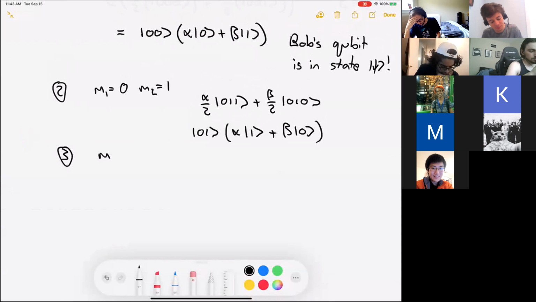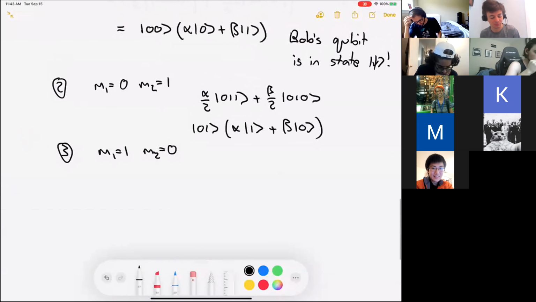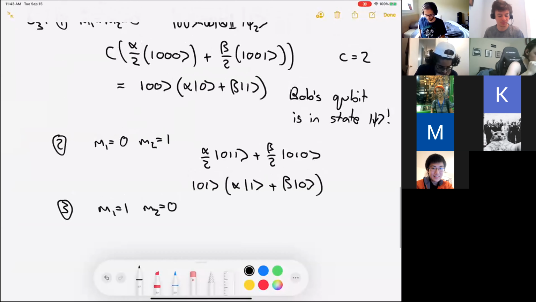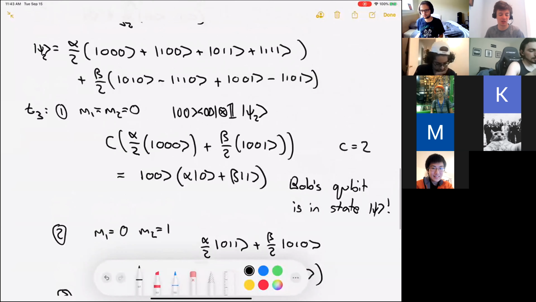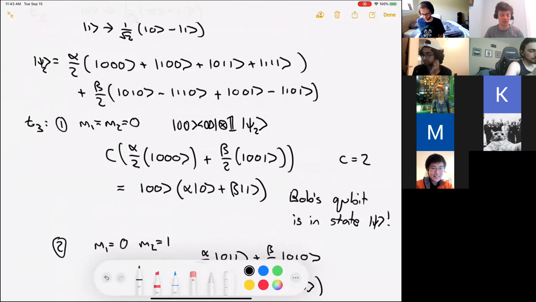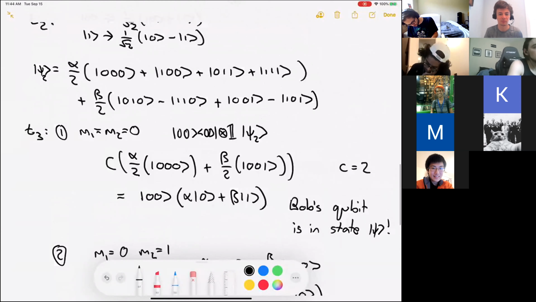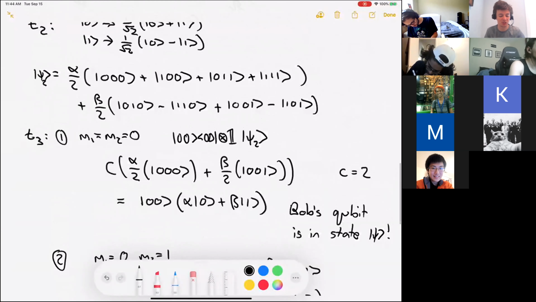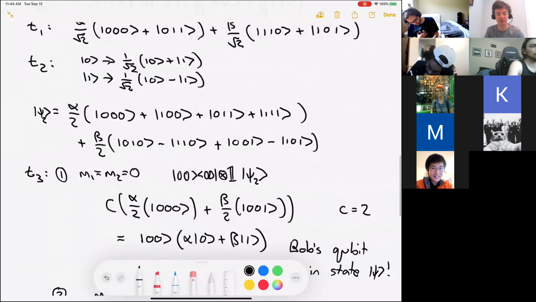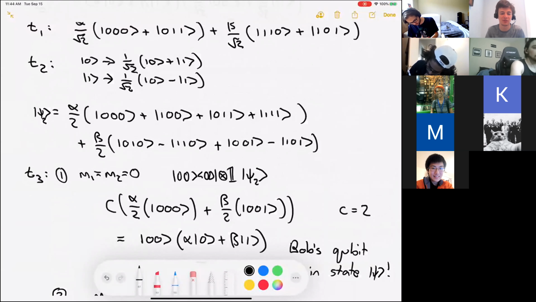Case 3, M1 equal to 1, M2 equal to 0. Someone tell me what the terms that survive in this case are. I've done the first two for you. Someone else's turn to have a go. So M1 was equal to 1, M2 was equal to 0. We have this big state psi 2. What are the terms that survive from if you had to do that measurement outcome? Come on, someone.